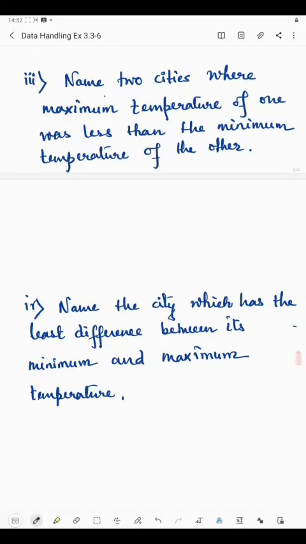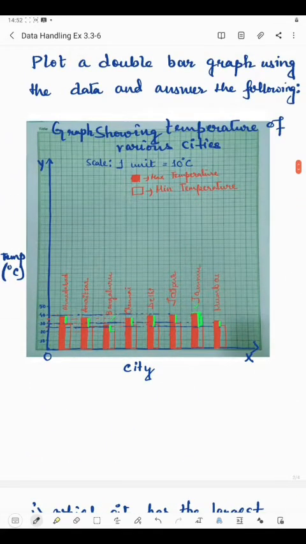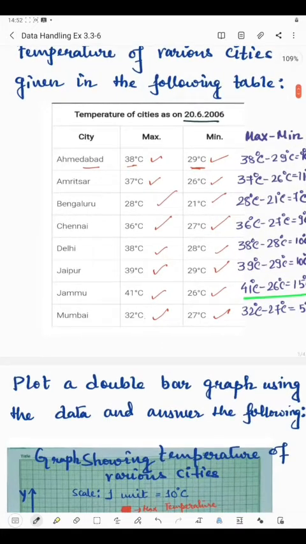Now in the third part we have to name two cities where the maximum temperature of one was less than the minimum temperature of the other. So here we will have to give the name of the two cities in which the maximum temperature of this city is less than the minimum temperature of another city. Okay, so we can find this by observing the graph also, or we can find this from the data also.